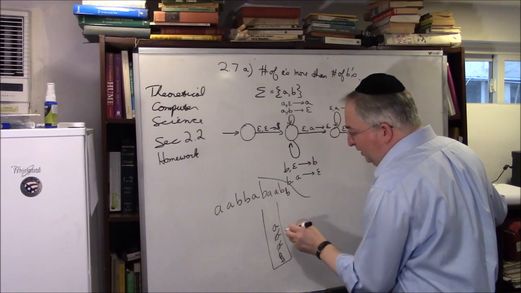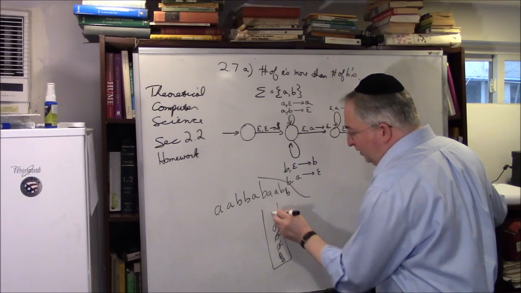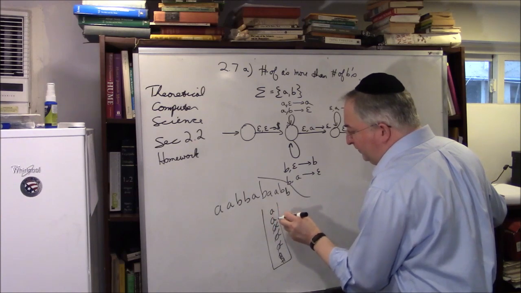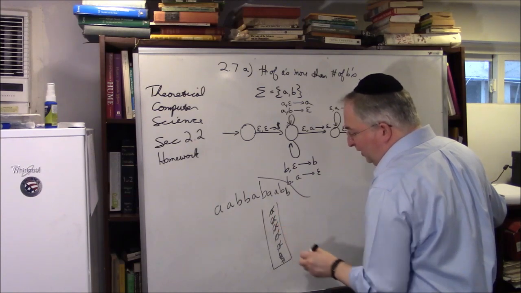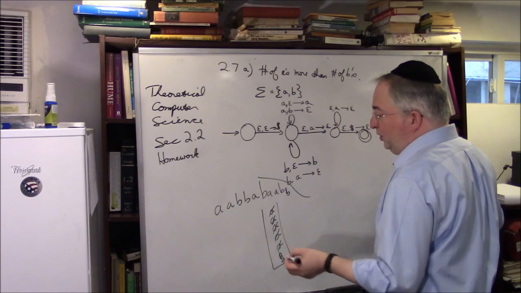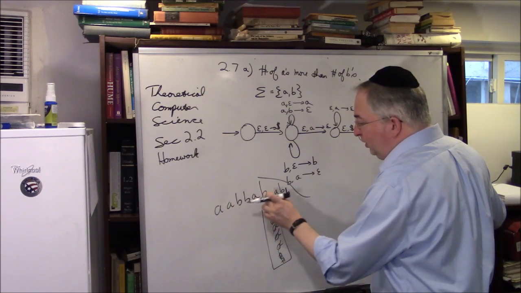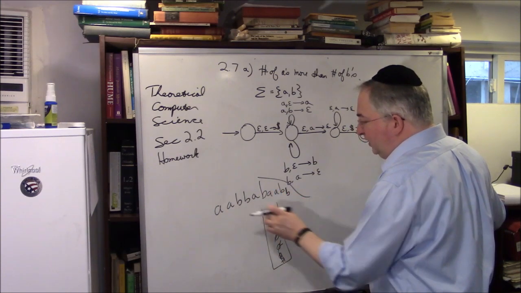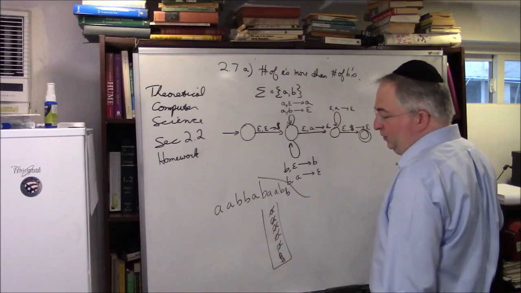Then we're going to put an A, and then we're going to pop the A. Then we're going to put an A and an A, and then we're going to pop the A, pop the A. Okay, and this word is not accepted because there's 1, 2, 3, 4, 5 A's, and 1, 2, 3, 4, 5 B's. This word is not accepted.